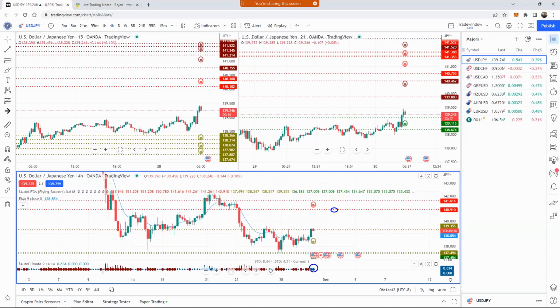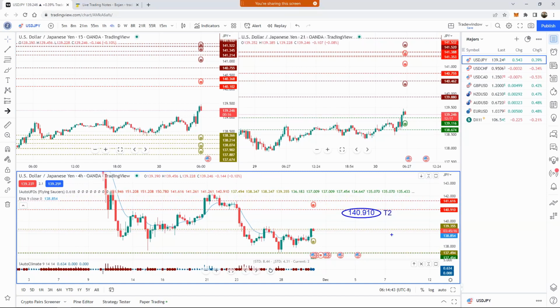We have a confirmed up climate, so we're looking to go long. So the first opposing UFO would be the first red UFO, which in this scenario is this UFO right here. So that means our final target is going to be this 140.91 right here. All right, so that's our final target. So we already know where our T2 is.